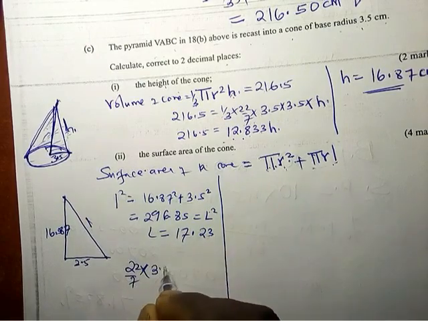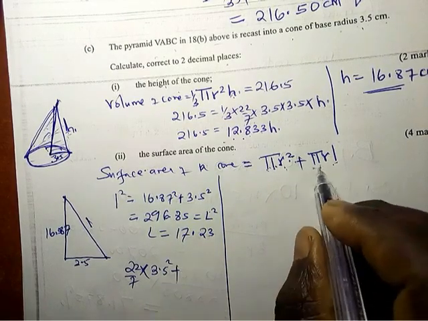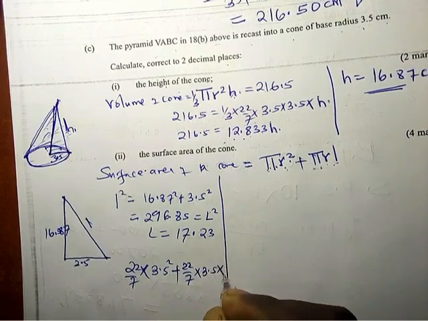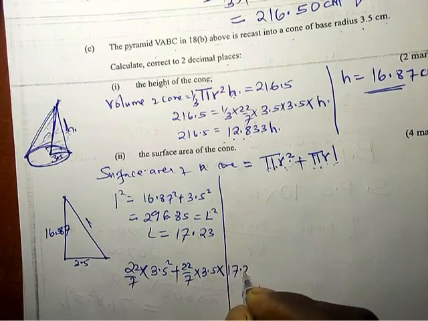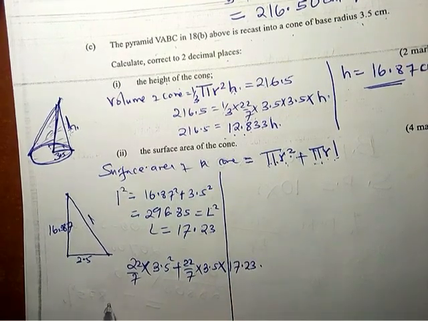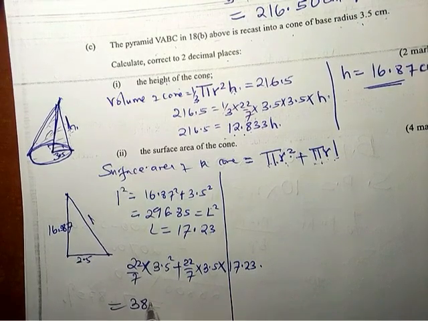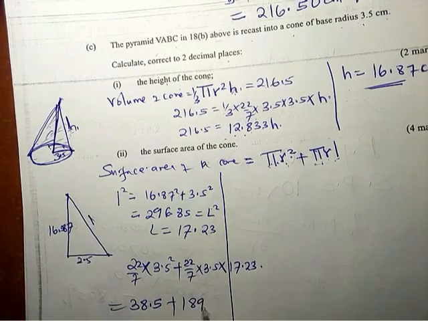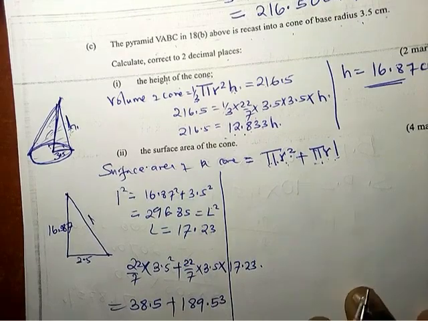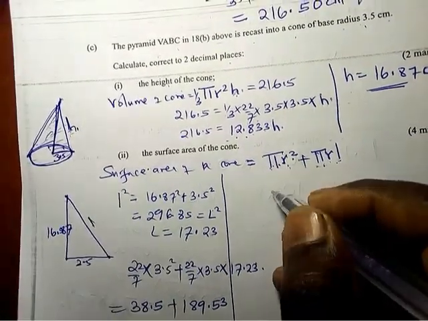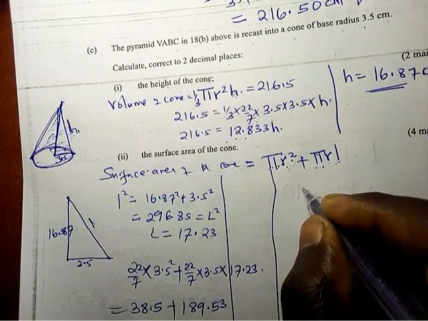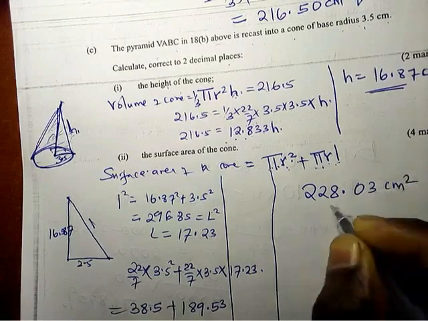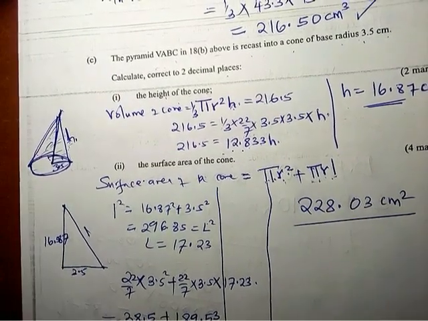times radius 3.5 square plus curved surface area, which is 22/7 times radius 3.5 times 17.23. So this one will give us 38.5 plus, and this one back up it to be 189.53. So when you add, you get that the total surface area is 228.03 centimeters square. So kitu ya maana kwa hesabu ni kushika formulas.